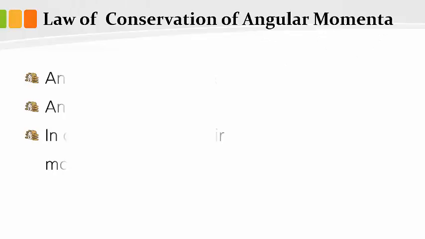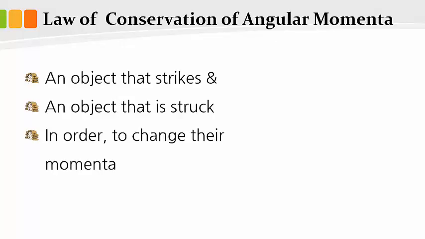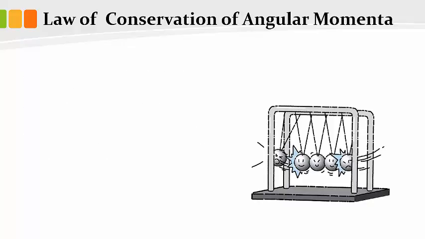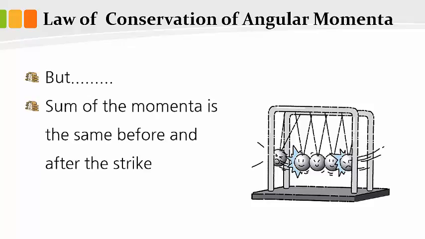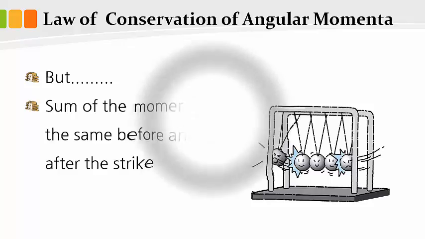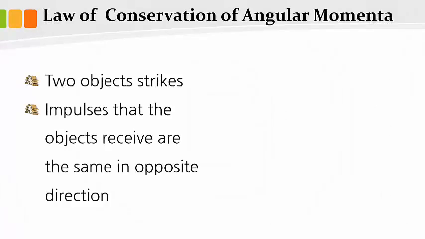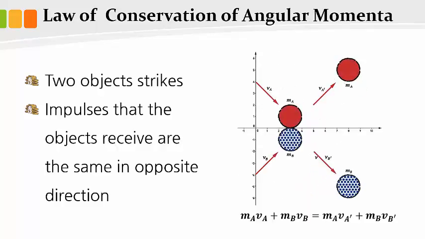An object that strikes and an object that is struck change their momenta. But the sum of the momenta is the same before and after the strike. When two objects strike, the contacting time is the same. Therefore, the impulses that the objects receive are the same, in opposite directions.